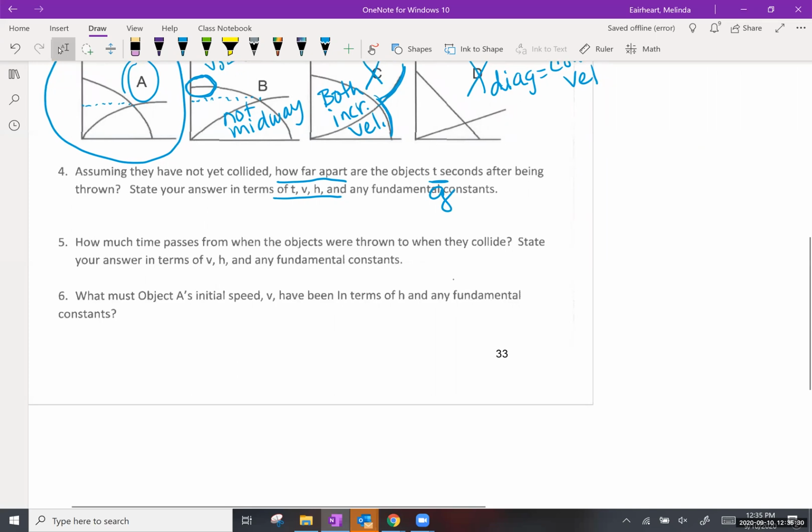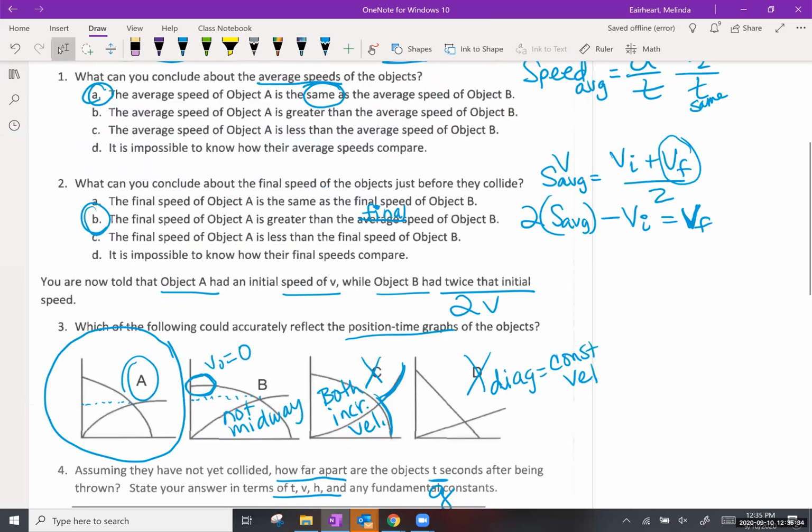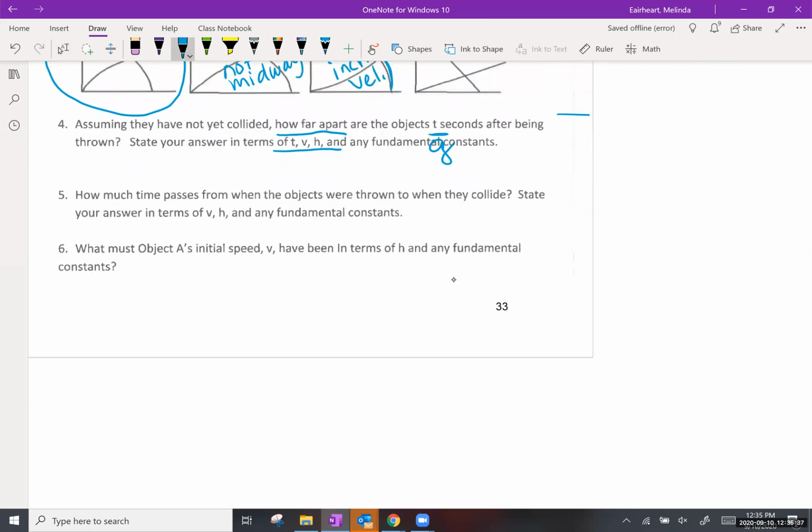Okay, so not yet collided. I don't think I've drawn a picture yet, so let me draw a picture. Top of a building, ground, ball A, we're throwing it down. Ball B is getting thrown up with 2V, they tell us. And thankfully, they said we are colliding midway, but just not yet. I'm not going to draw that yet, because this one is saying, freeze, what distance separates them at any time? What if ball B and A are frozen right there?